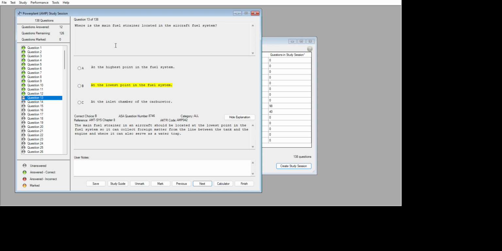Where is the main fuel strainer located in the aircraft fuel system? At the lowest point in the fuel system.